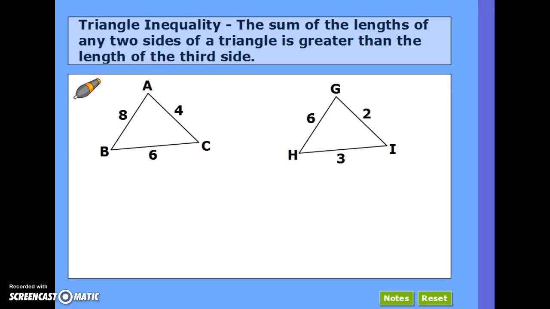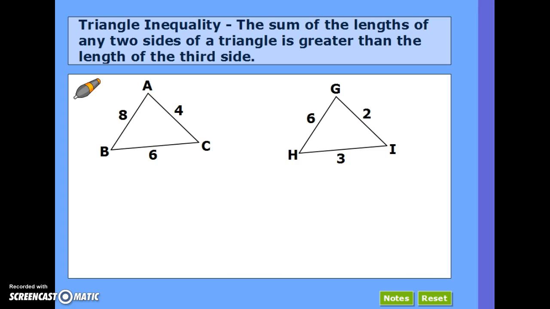Okay, triangle inequality. It says the sum of the lengths of any two sides of a triangle is greater than the length of the third side. So that means in order to make an enclosed shape of triangle, we have to meet this condition. The three sides of the triangle have to meet this condition. If you add any two sides, it should be longer than the third side.